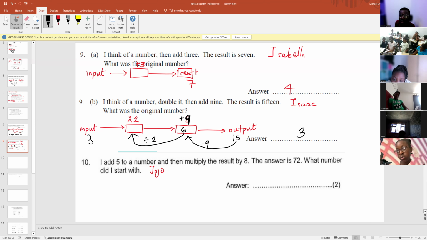Isabella, did you get the answer correctly? Yes, Uncle. Ara, did you get the answer correctly? Yes, Uncle. Jojo, your next question is next. So you need to do the inverse. So you do 72 divided by 8, which is 9, and then you do 9 take away 5, which is 4. So your answer is 4.